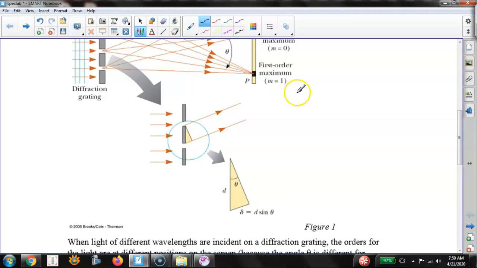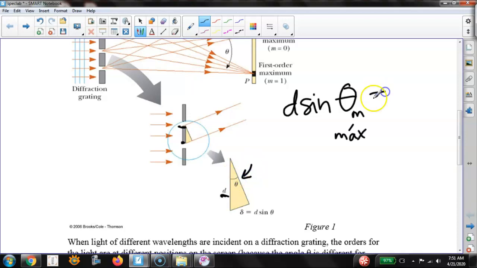So here's the equation that I want y'all to look at today. It says that d, the separation between those slits in your diffraction grating, times the sine of the angle, and this angle is actually the max angle, so this little m stands for max, the angle at the top of this triangle, is going to be equal to m, which is just a number, a constant, times the wavelength of the light.